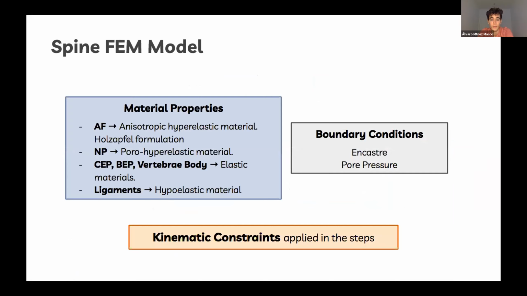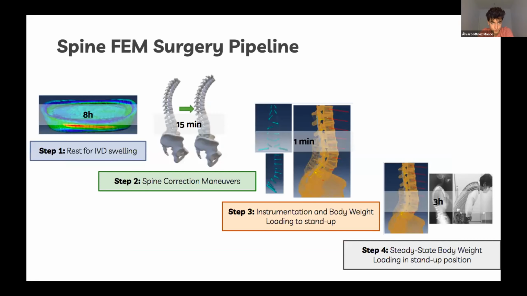So now for the FEM, we use the following material properties. For the annulus fibrosus, an anisotropic hyperelastic material with a formulation called Holzapfel. After this, for the nucleus pulposus, the material was poro-hyperelastic, and elastic materials were used for the cartilaginous endplates and vertebral body. Finally, the ligaments were considered as hypoelastic materials, and the boundary conditions were based on an encastre and pore pressure. But last, not less important, are the kinematic constraints that need to be applied in the following steps.